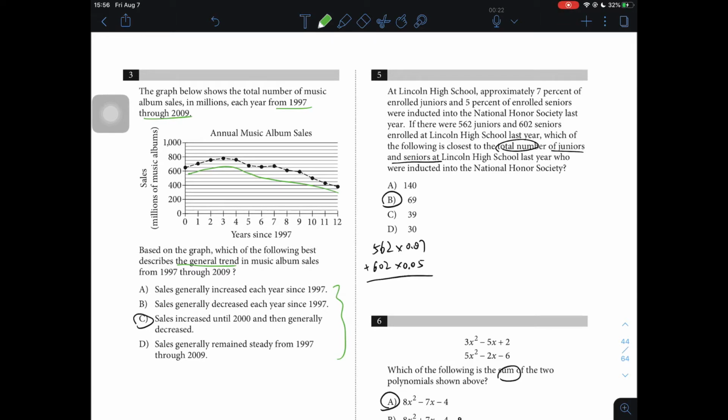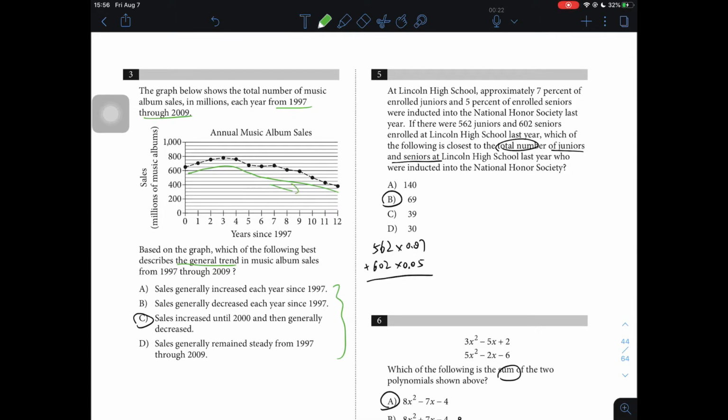So choice A: sales generally increase each year. Does it? Not necessarily, because it decreased over time, and you can see this pretty bad trend, so that's probably a no. B: decreased each year since 1997. Does it decrease? No, it increased a little bit. Maybe they hopped up on the billboard or something. They're good, so it's wrong.